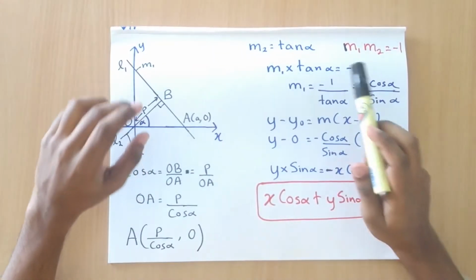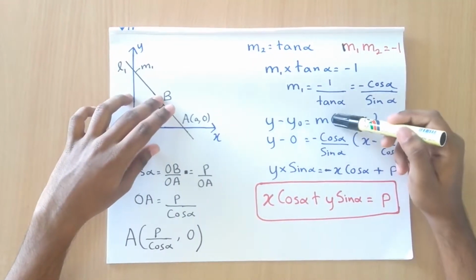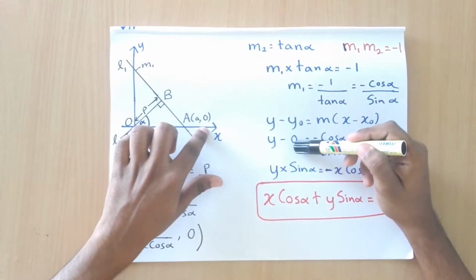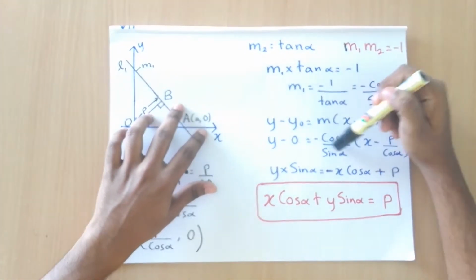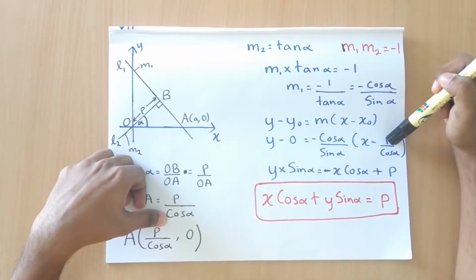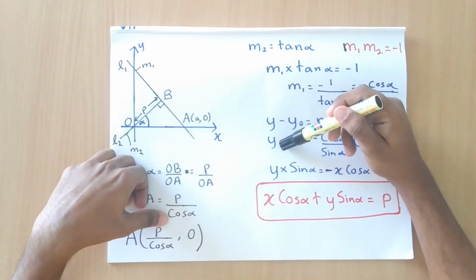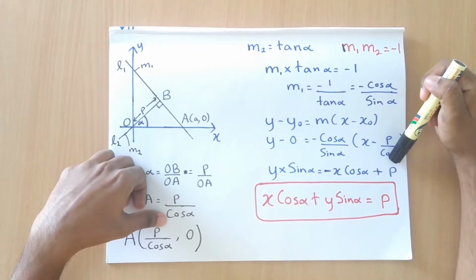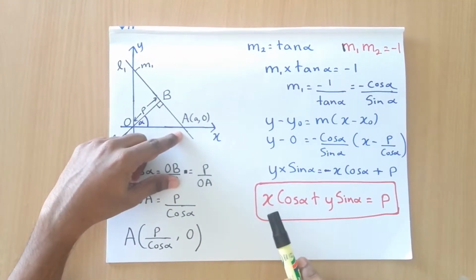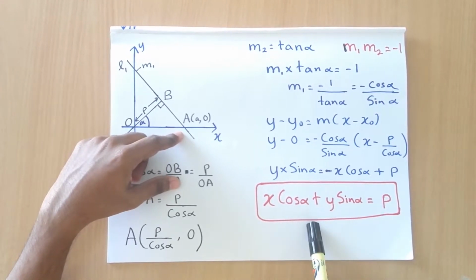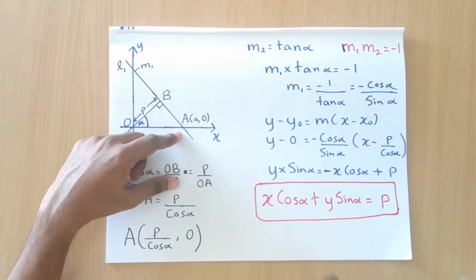Now let's substitute the values we obtain into this equation y minus y naught equals m into x minus x naught. So that would be y minus 0 equals minus cos alpha over sin alpha into x minus P over cos alpha. So that will give us y into sin alpha equals minus x cos alpha plus P. So finally we get the equation x cos alpha plus y sin alpha equals P. This is the perpendicular form of the straight line.